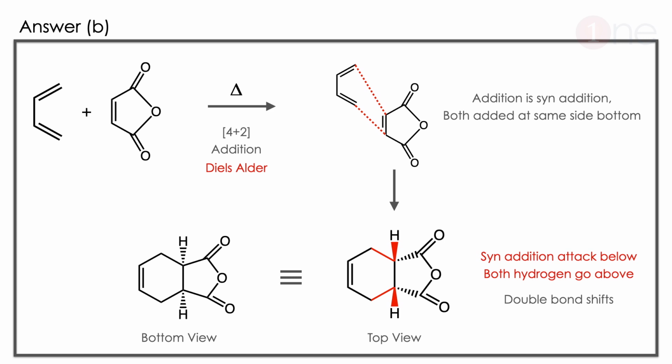This is the top view and you have to convert it into the bottom view. It's just a point of perception. Both are the same, so you have to see from below or above, and decide whether it is syn or anti. Here both are syn, both above the plane or below the plane. Here the double bond shifts and you get the perfect 5-member and 6-member ring.